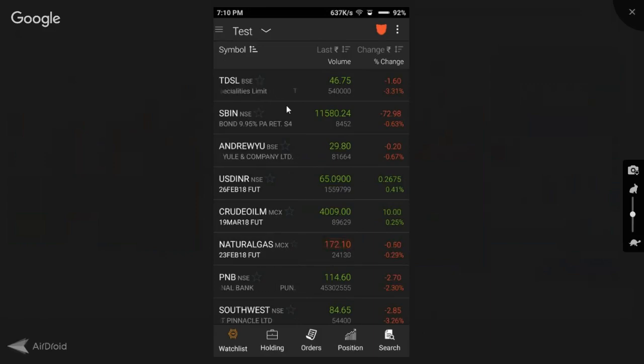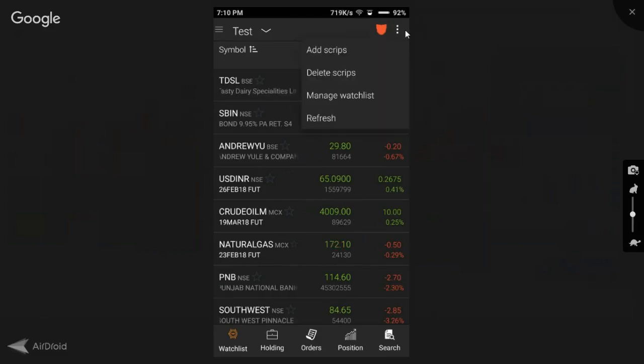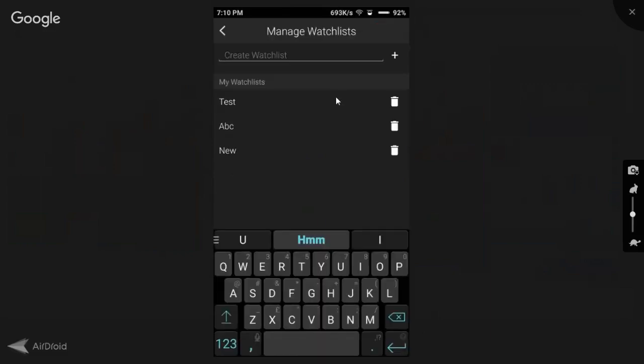I go to the top right hand side. You see there are 3 dots here, so I click on that. And then I type manage watch list. After I click on manage watch list, I then create one. As you can see, there are 3 existing ones. So now I'm going to write a name of a new watch list called auto, and I click on plus.